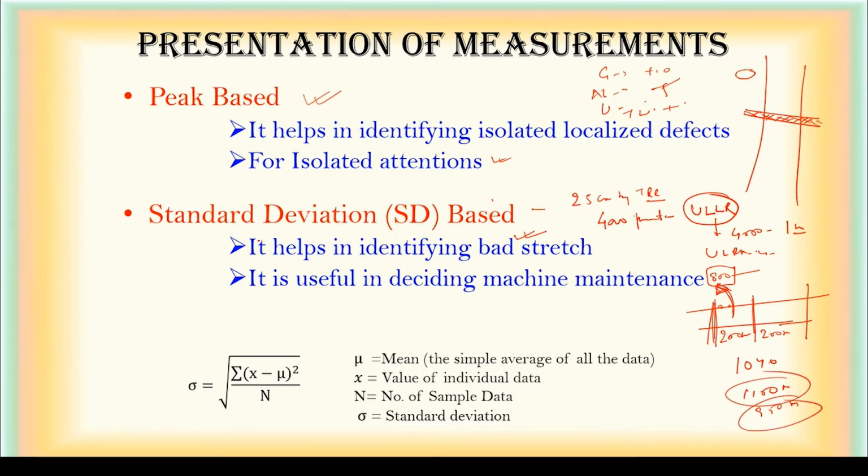Now what it does, it calculates standard deviation. So it doesn't identify the actual defect of any parameter at any fixed location. It gives you an indication that this 200 meter patch has got some defect, and it is indicating non-uniformity in, say, unevenness. So you need to take up this issue and then accordingly give the input that is needed. So it identifies bad stretches and it is useful in deciding machine maintenance.